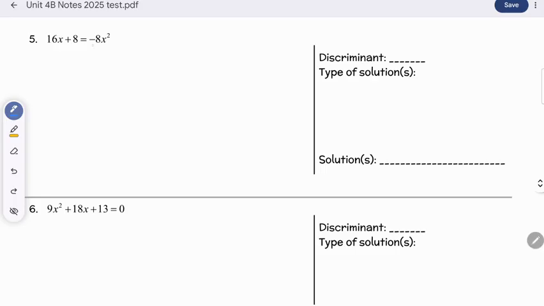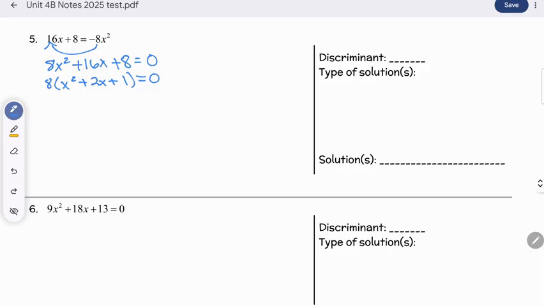All right, so our example here is not in standard form. So I need to pull this over here. So that is going to give me 8x squared plus 16x plus 8 equals 0. All right, first thing I'm noticing here is that everything is divisible by 8. So I'm going to factor that out. So it's going to be 8 times x squared plus 2x plus 1 equals 0.